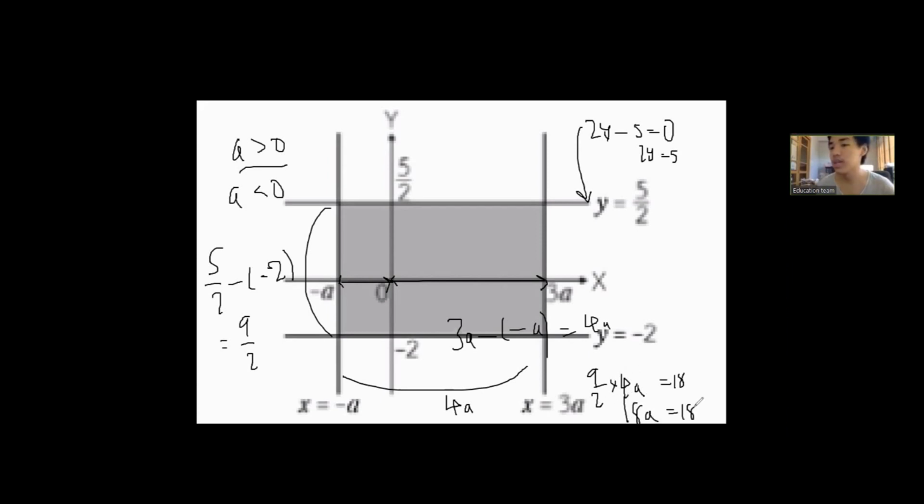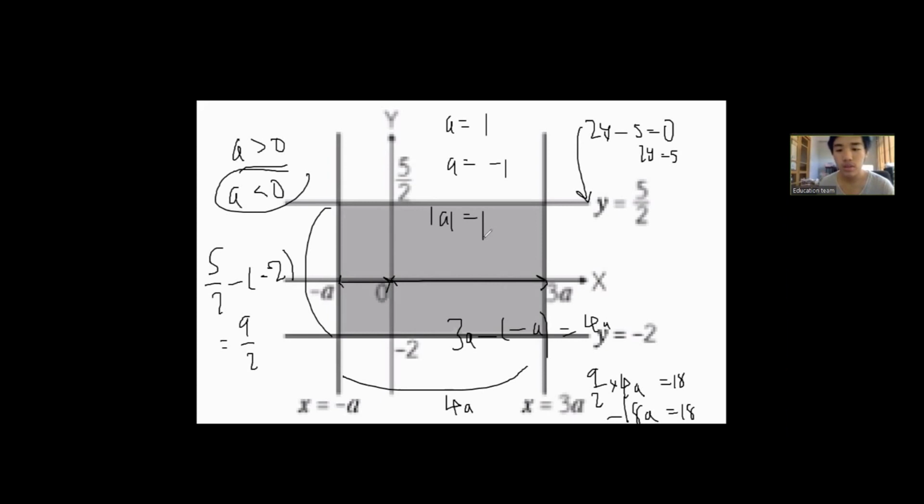And so a must be equal to 1. The reason why they ask for the absolute value is you could also have the case where a is negative. And if a is negative, then you actually get the reverse. You get minus 18a will be equal to 18. And then you get a is minus 1. So either way, you get a is 1 or a is minus 1. And either way, you will get absolute a to be equal to 1.